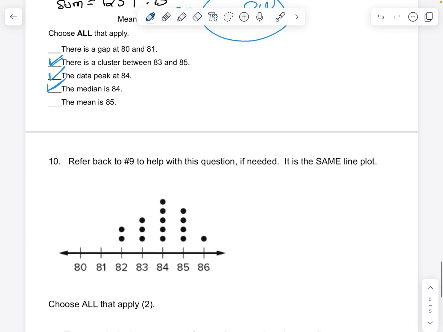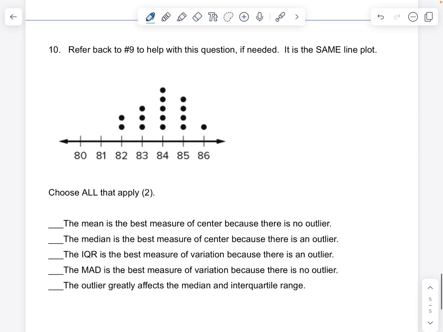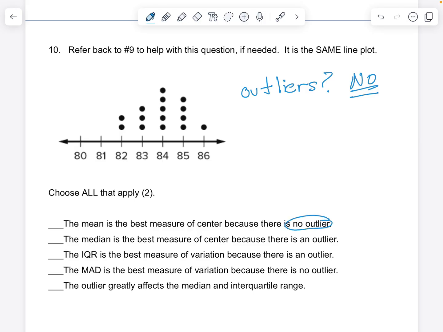Okay, and on to number 10. So we have the same line plot again, but now we're looking for the best measure of center. So the first thing I'm looking for, do I have any outliers? Is there anything that sticks out by itself? And my answer is no. There's no outlier. So if there's no outlier, I'm looking at this one. No outlier. This one, no outlier. And I'm not sure about the last.